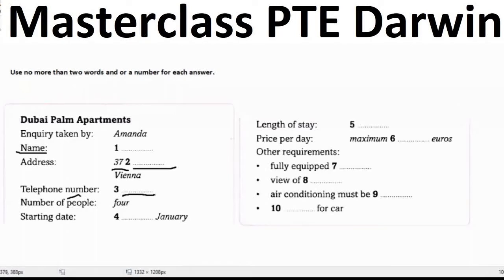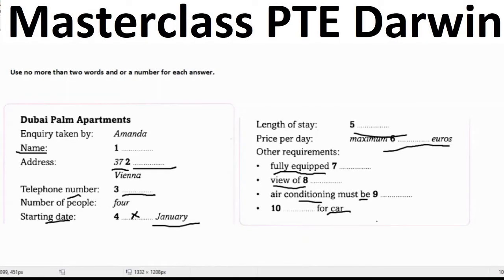So this would be a numerical number, and starting date. So we have January. So we need to look for something which is missing. So the date in January, when they will come. And the length of stay, maximum, what they can spend. And what are the other requirements they have? Fully equipped, what they need, view of, and special air condition, and what they need for car.